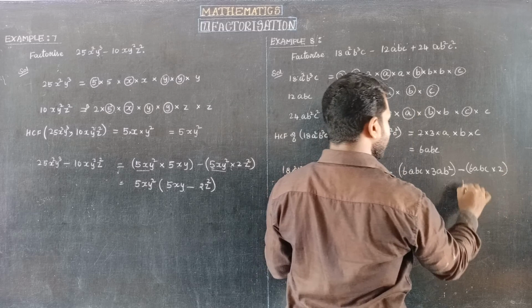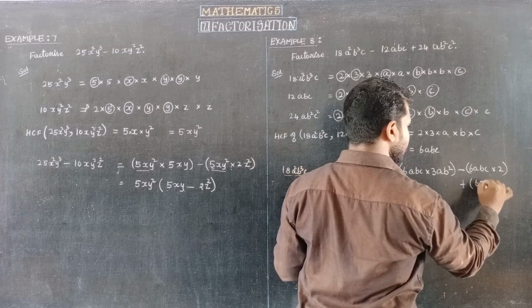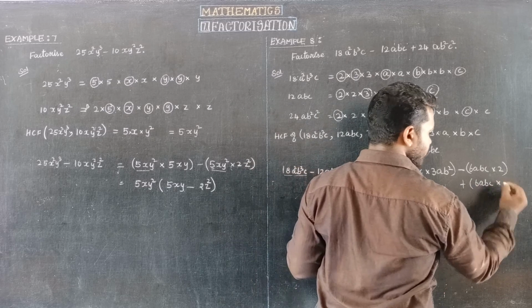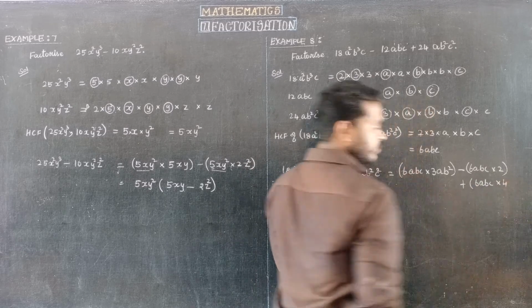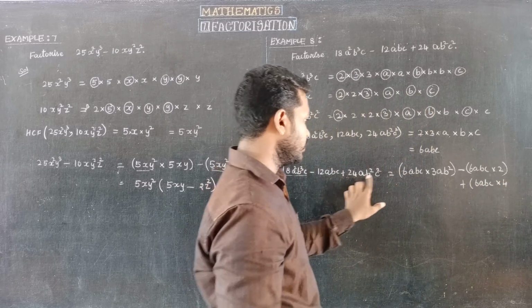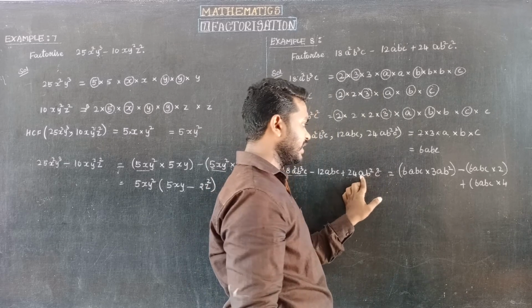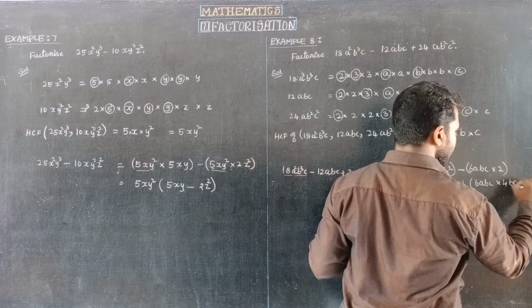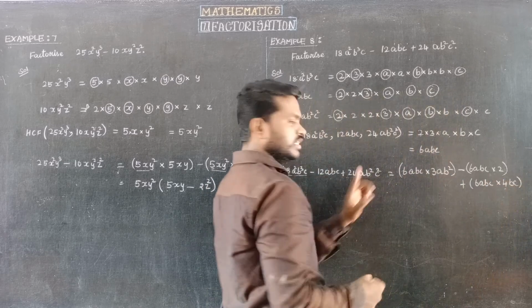Next, the third term is plus 24. We took 6abc as the highest common factor, so for 24 we multiply by 4: 6 fours are 24. abc is already taken. a is there, and b square c square, so we take bc. So multiplying by 4bc gives the third term.